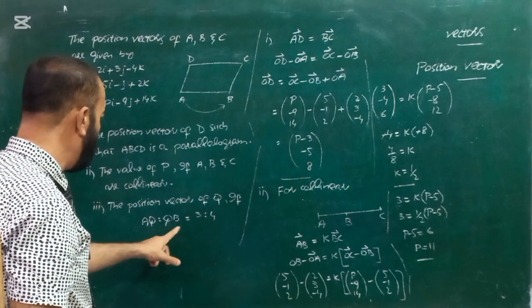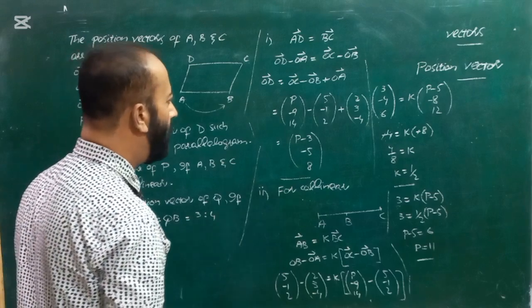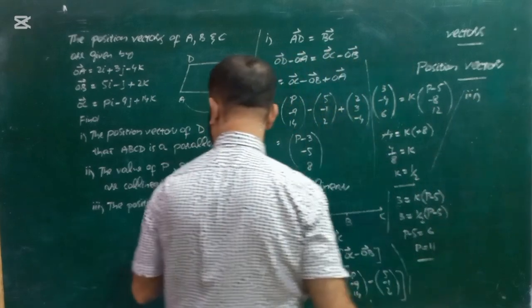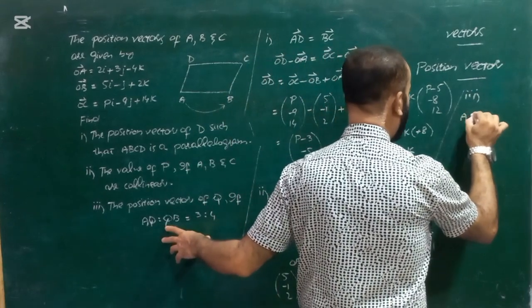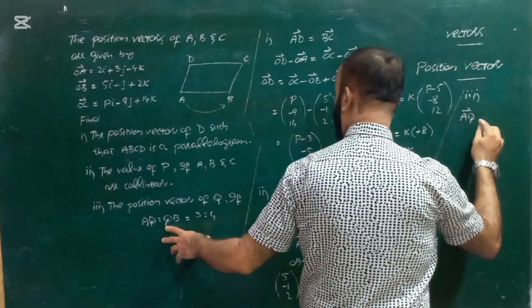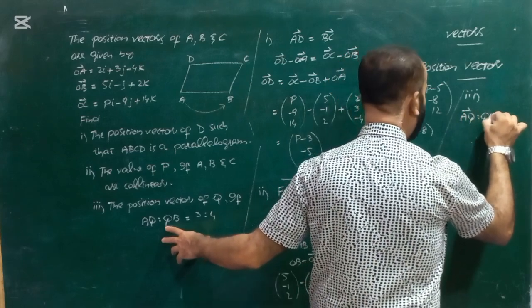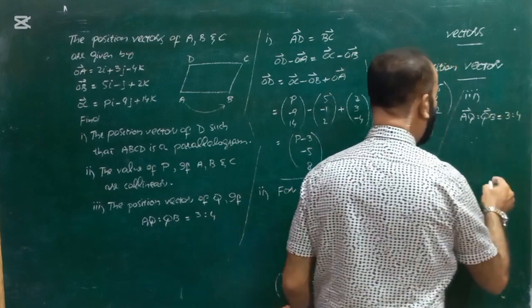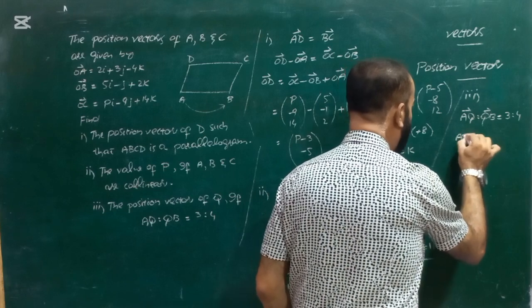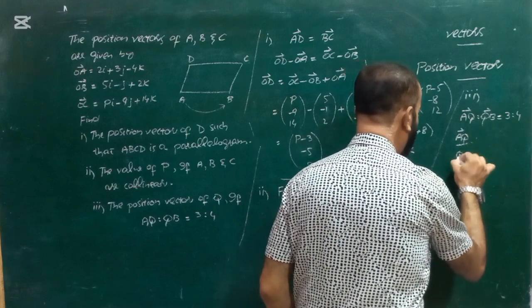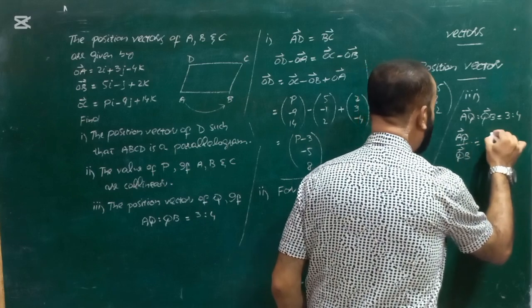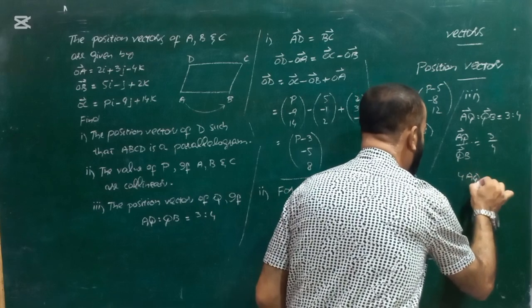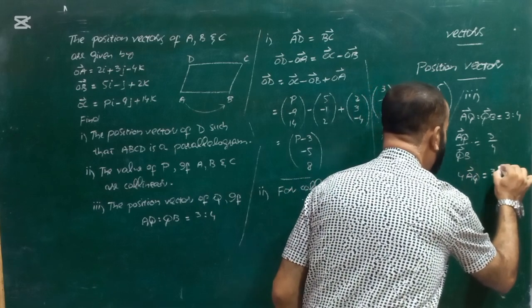And now the last part, the position vector of q, if AQ ratio QB is equal to 3 ratio 4. Okay, look now, this is third part. So AQ ratio QB is equal to 3 ratio 4. Okay, from here we can write it as AQ over QB is equal to 3 over 4. And from here 4AQ will be equal to 3 times of QB.